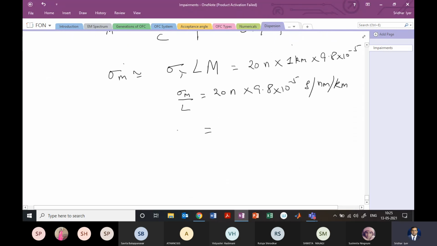So the sigma m by L will get some value. Let's see what will be the units. I'll take this nanometer here and write this as nanometer, and you have multiplied with seconds divided by nanometer kilometer, right? So the nanometer and nanometer will cancel. So what we'll get as the answer will be having the units seconds per kilometer, and that makes sense because sigma m is broadening in seconds and L is the distance which will be in kilometers, right? So the units will match. Anyone with a calculator can tell me what answer you get.